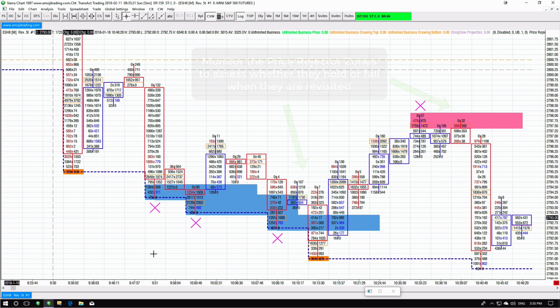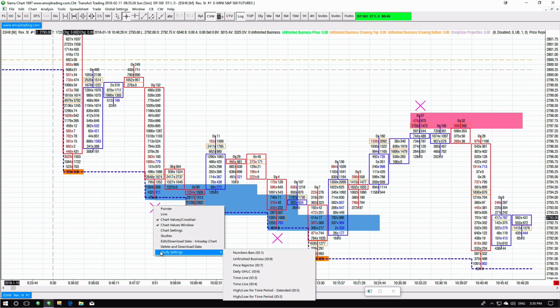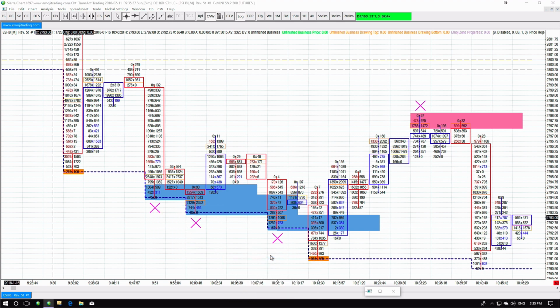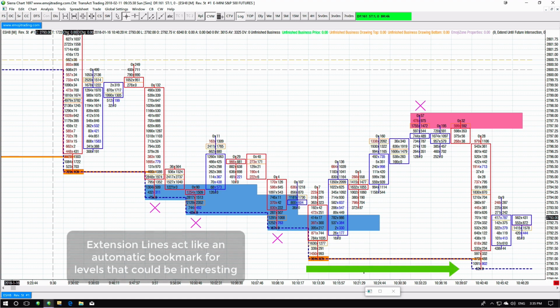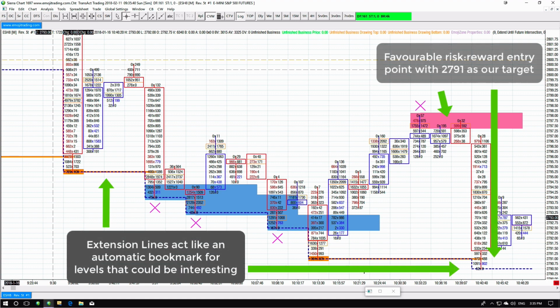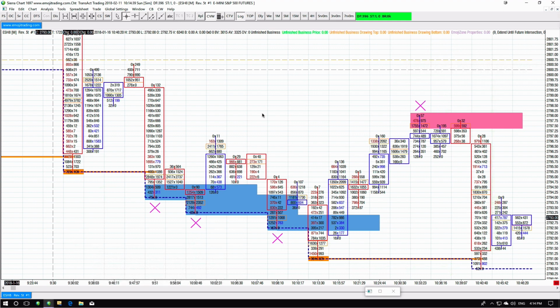Also useful has been the feature of extending the price level out until price trades there again. On an indicator like unfinished business, where the price level can act like a magnet, this provides us with a good visual reminder of the presence of a level that's interesting to the market, and it gives us a potential exit target that allows us to look for a suitable entry with a favourable risk-to-reward ratio. We've combined both of these existing display types into a new visualization that we call an emoji zone.